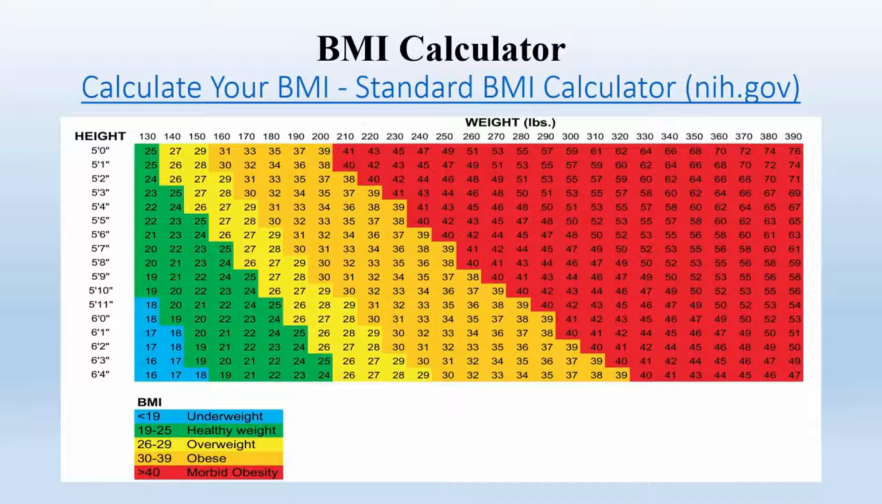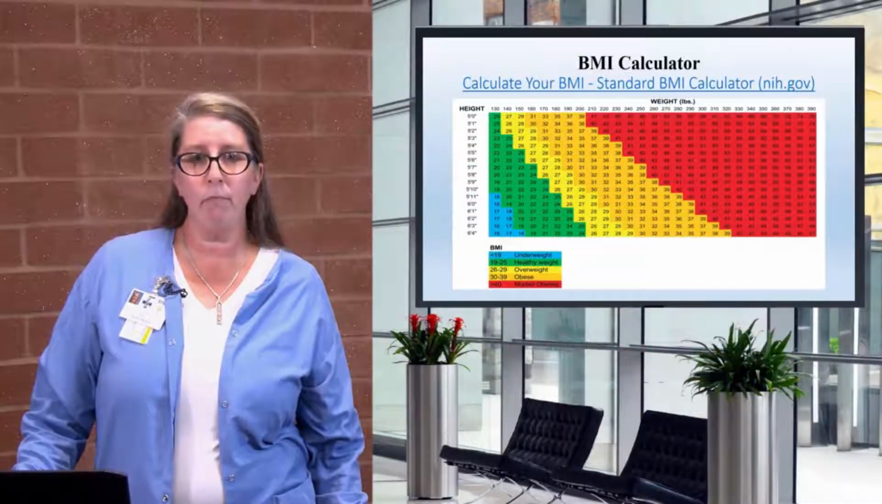The way this chart works is essentially you find your height listed on the left and you find your weight listed on the top. You essentially bring your 2 fingers together and then you are able to calculate and see what your body mass index is. If you end up in the red or in the darker yellow, you are likely a candidate for bariatric surgery.